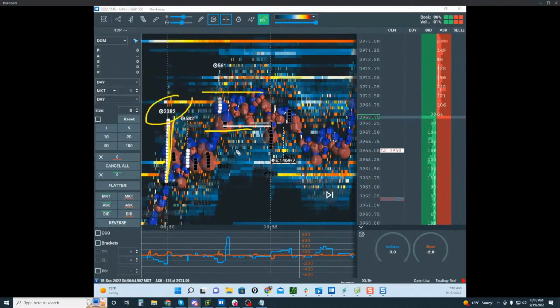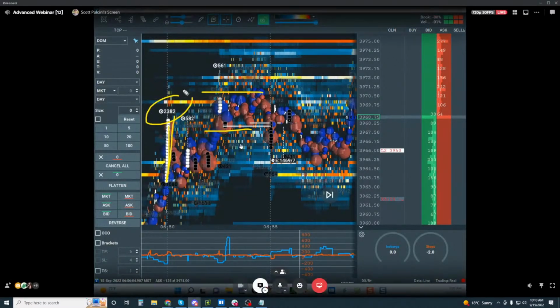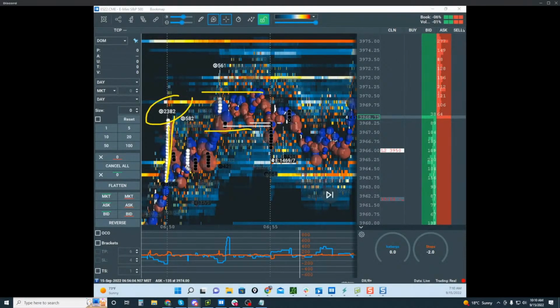Someone swept the order book, buy sweeps for 2,400, right? And then you had another 600 here. Then you had a little buy ice. So this area is really important.